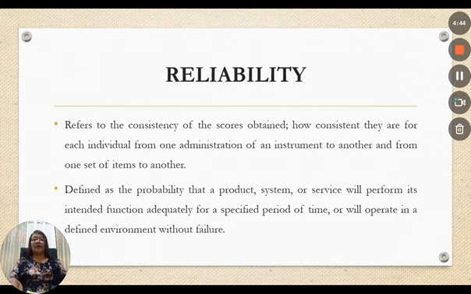Reliability. It refers to the consistency of the scores obtained. How consistent they are for each individual from one administration of an instrument to another and from one set of items to another. It is defined as the probability that a product, system, or service will perform its intended functions adequately for a specified period of time, or will operate in a defined environment without failure.